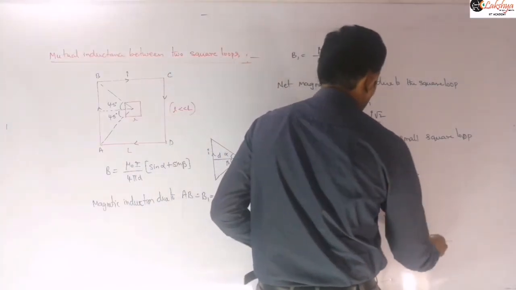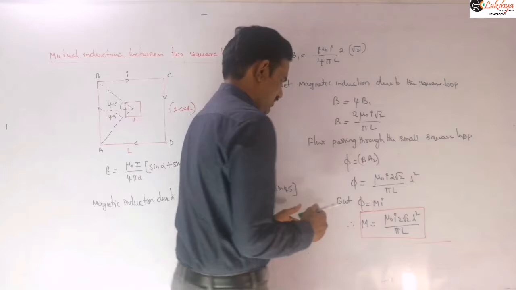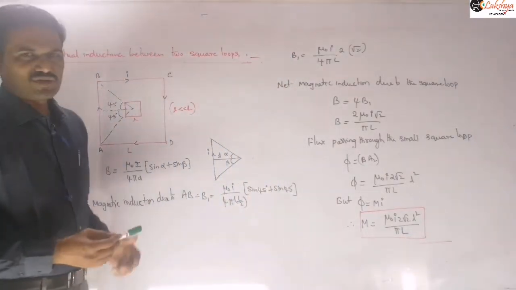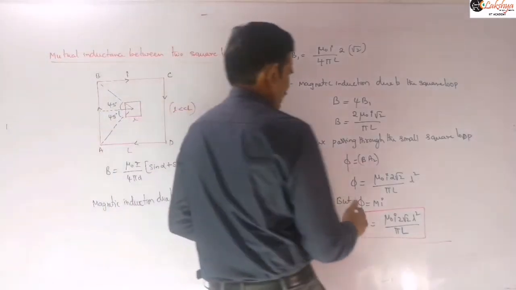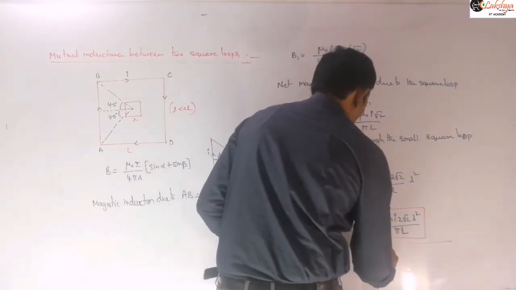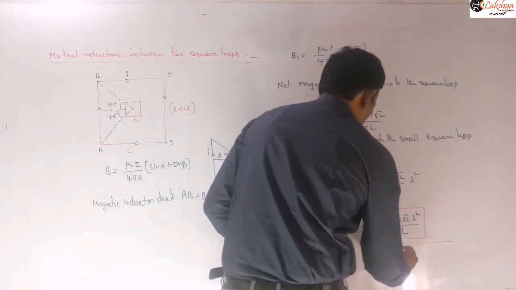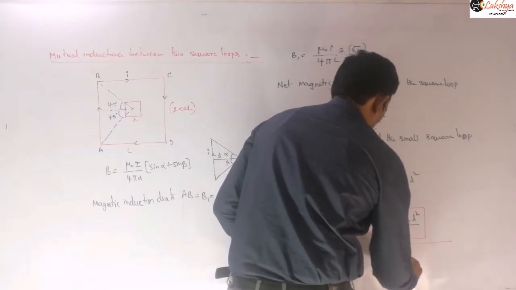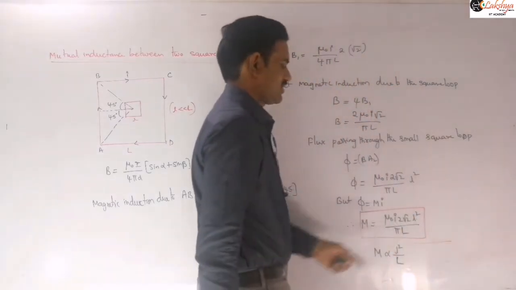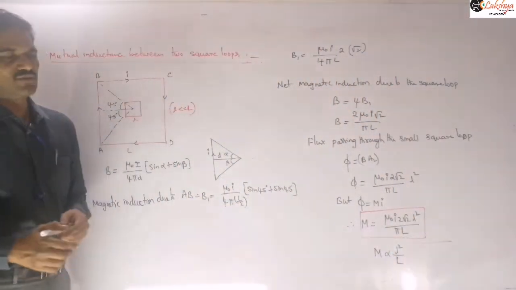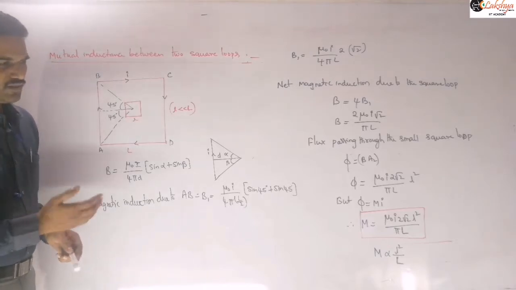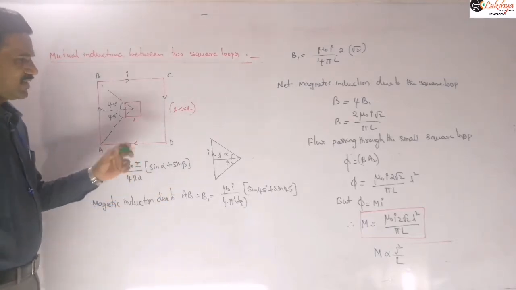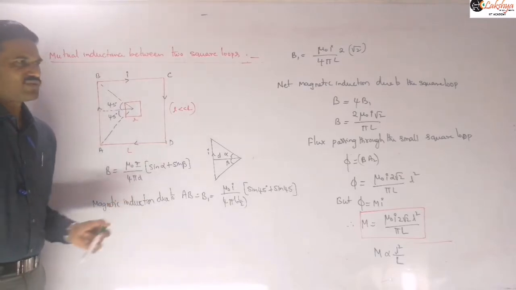The important thing here is that there was a previous IIT Advanced question based on this: how does the mutual inductance depend on the small l and capital L? You can mention that it is directly proportional to small L square by capital L. So that is the dependence of the mutual inductance on the sides of this square, that means capital L and small l values. So that is our mutual inductance calculation.